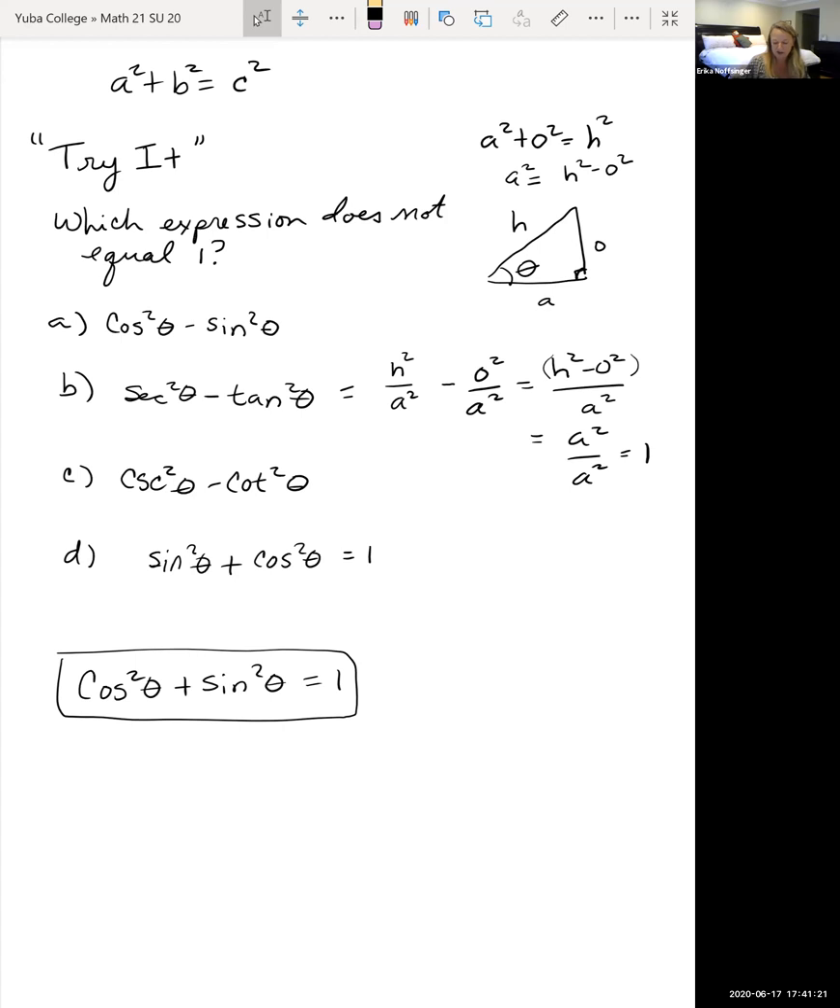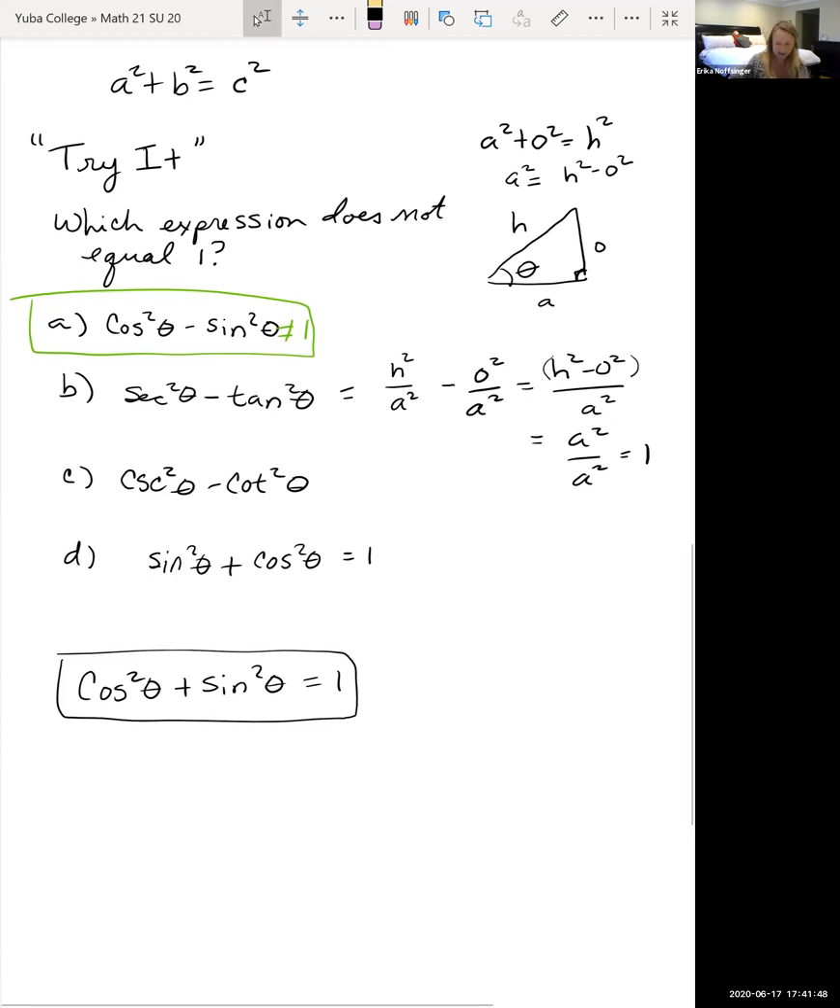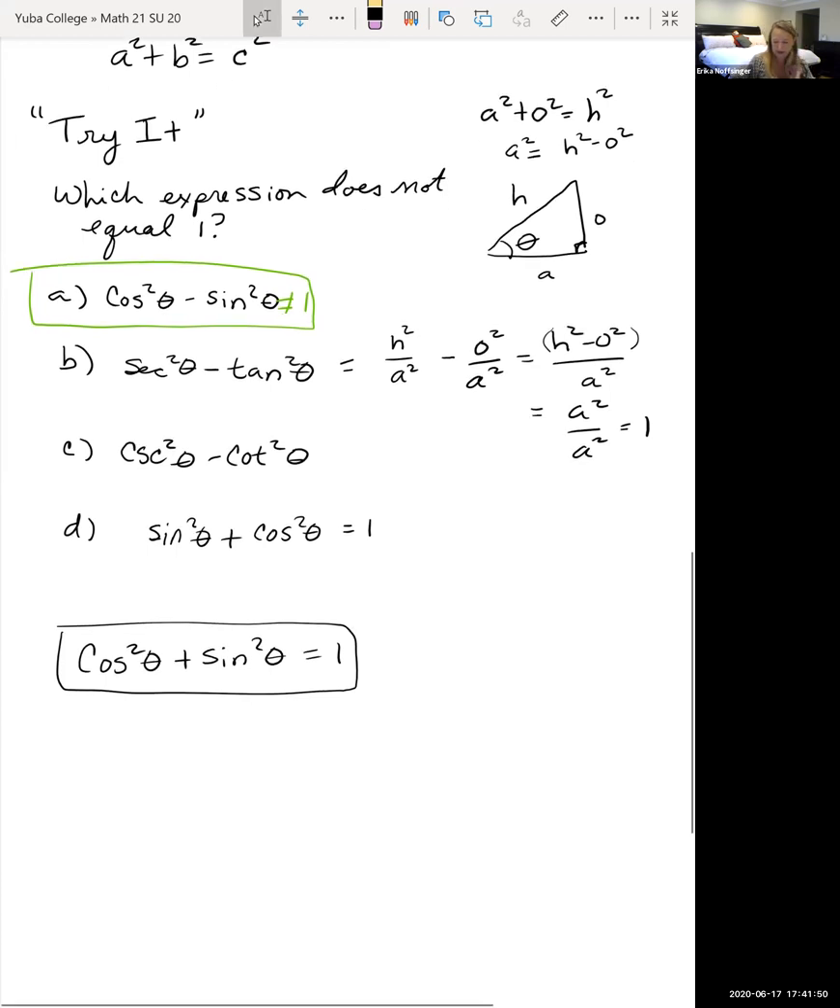Okay, you guys are right. The one that doesn't work is actually A. We can do the same thing with C to prove it, or we can use one of the identities to show it. But I'm not going to go through that just because of time's sake.